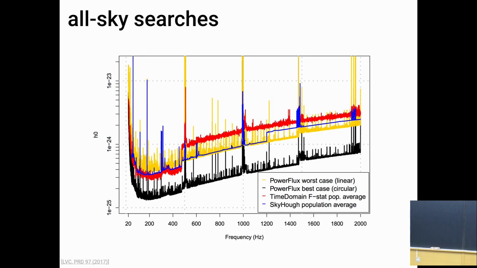Just showing another set of upper limits for an all-sky search. This was a wider frequency band, going all the way to 2,000 hertz, and these are again different pipelines, because each pipeline does things a little bit differently and makes different assumptions. Some are more sensitive, but those sensitive ones are also oftentimes more plagued by detector disturbances. Because if they're really good at picking out signals, they're also really good at picking out disturbances.